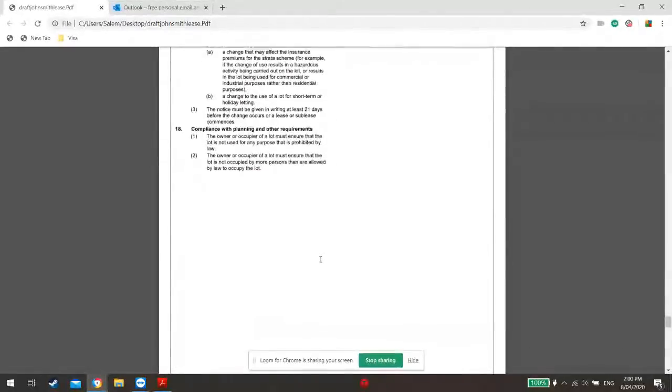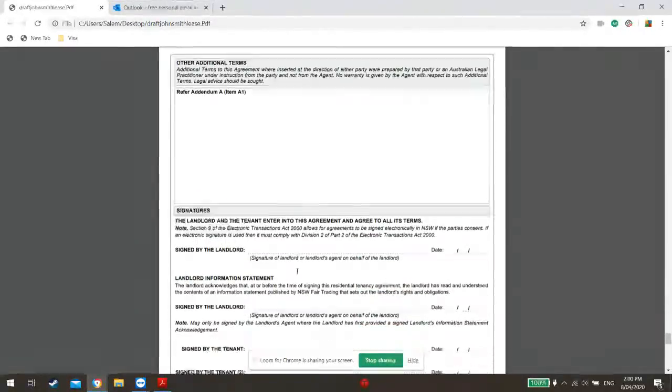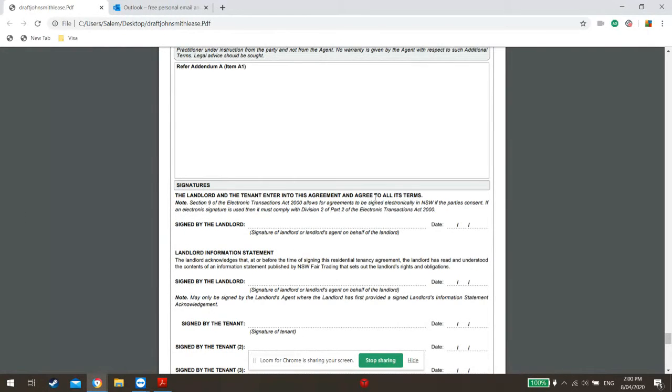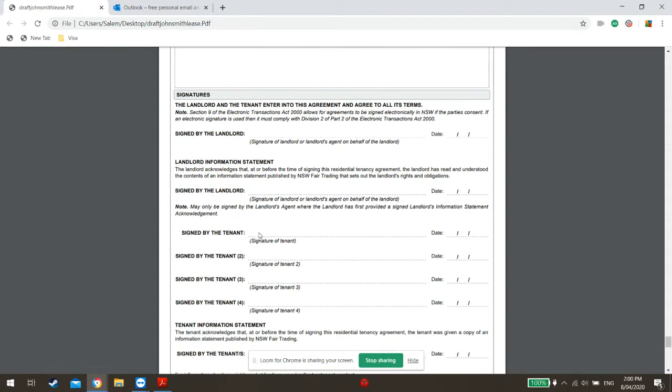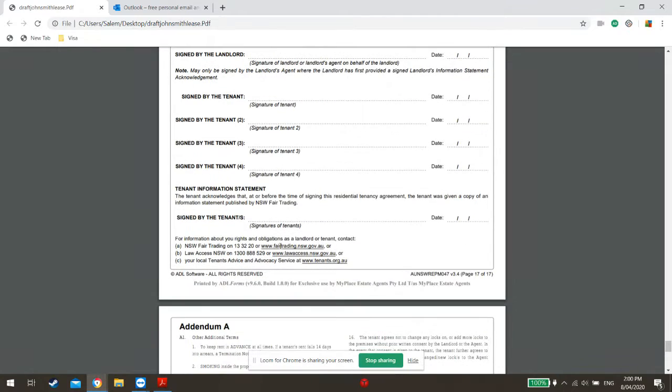Moving on to the last page, we have the signatures. So for each tenant signing the lease, one signature will be required by each tenant, 2 on this page and 1 on the next, so 3 in total. The first signature for the first tenant is on this line here, and it's just basically acknowledging everything that you've read in the previous pages about the terms of this lease.